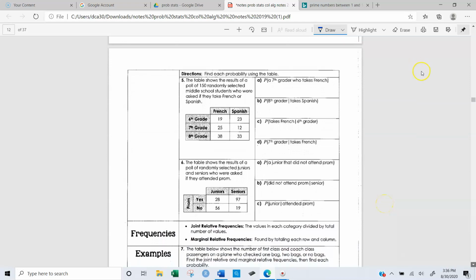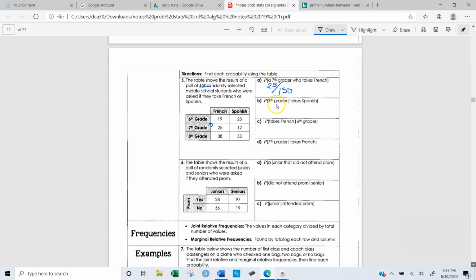I'm going to do the first one with you, and I want you to do 6 on your own. All right, we got 150 people. It says, a 7th grader who takes French. There is no given that. So it's just all of them. So we go the 7th grader who takes French, there's 25 of them. So that's 25 out of all of the students because we didn't separate it down. We didn't break it out. It's just a normal probability.